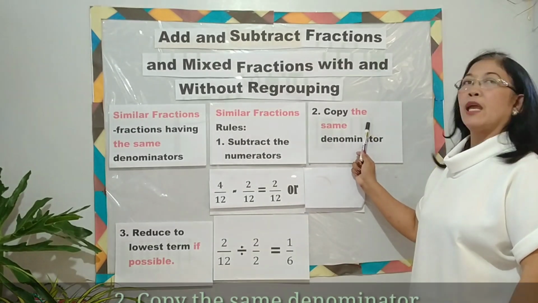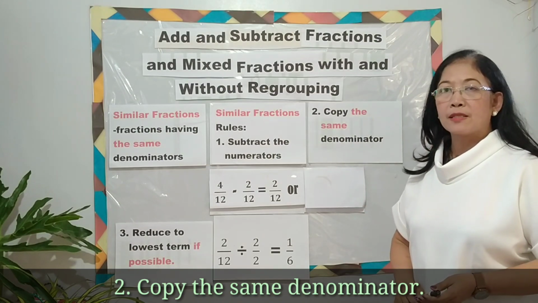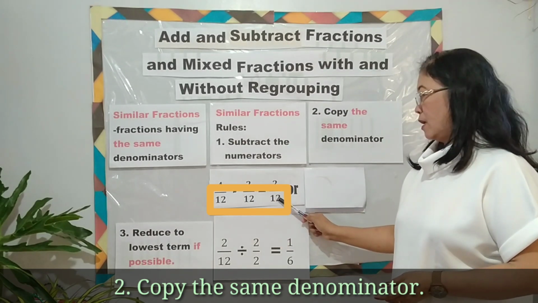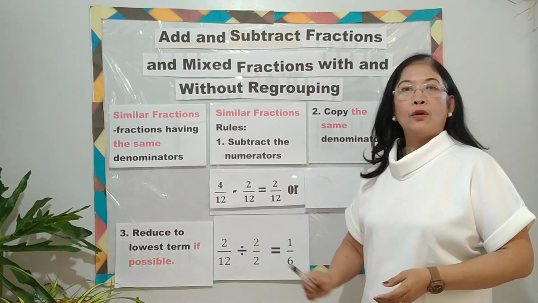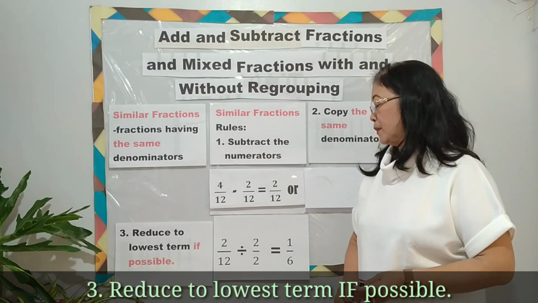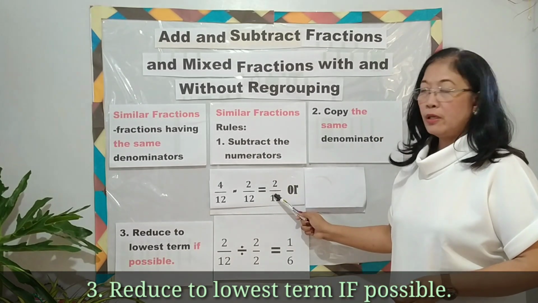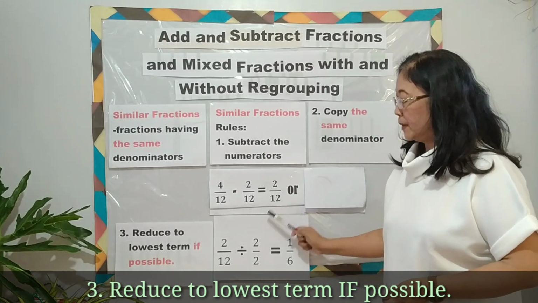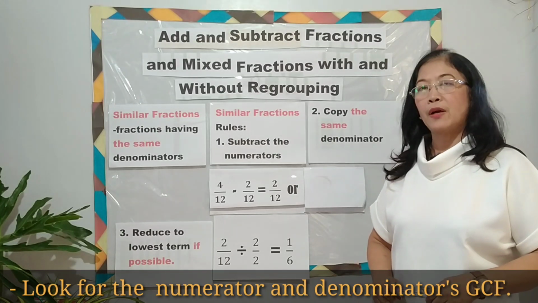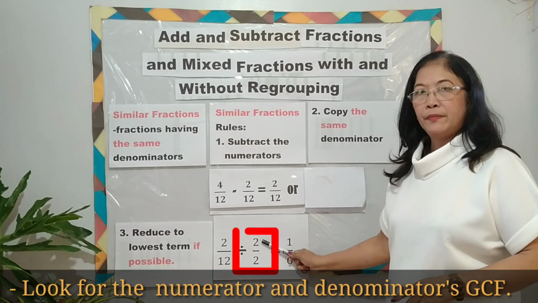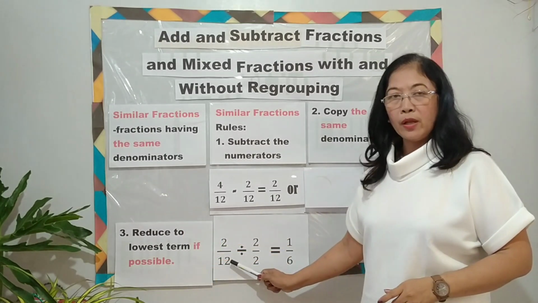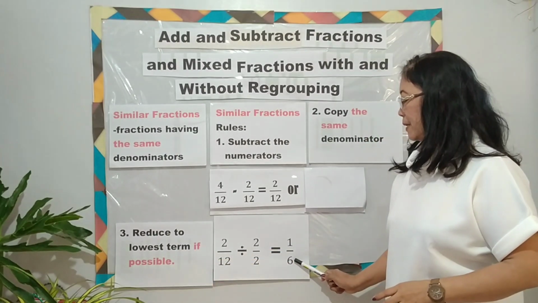And then for the second rule, you have to copy the same denominator, which is 12. So you have to copy it there. And then rule number 3, reduce your answer to lowest term if possible. Your answer is 2/12. If you reduce this, you're going to look for the greatest common factor, which is 2. Then you divide 2 by 2, it will give you 1. And 12 divided by 2 is 6.